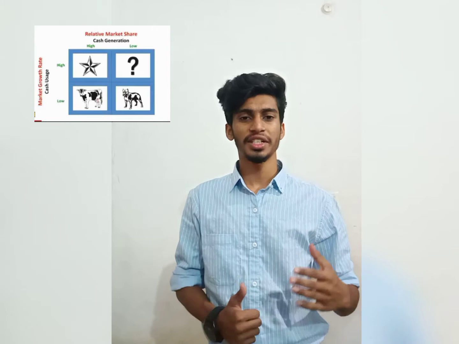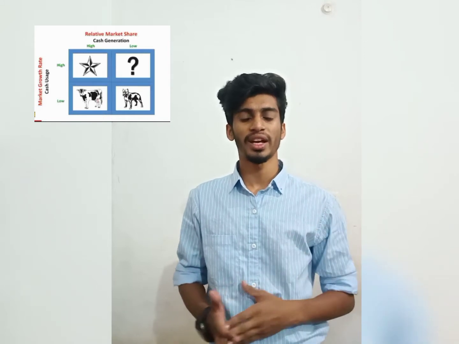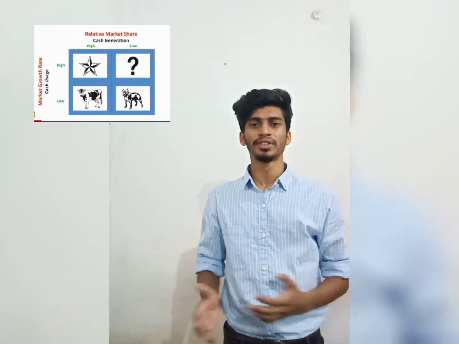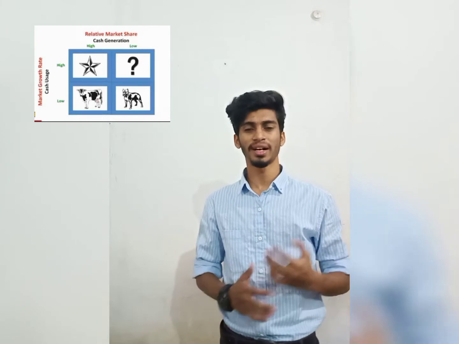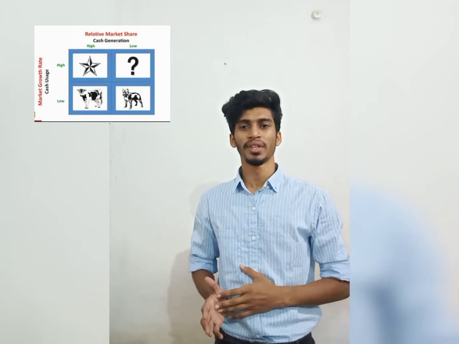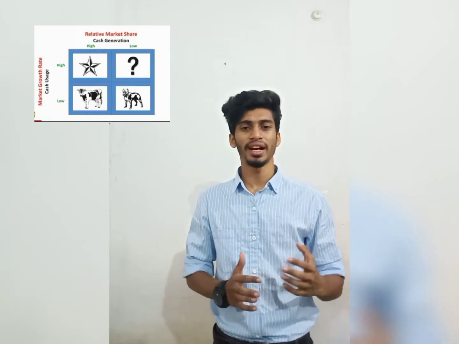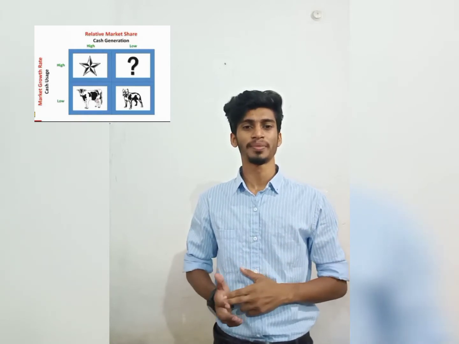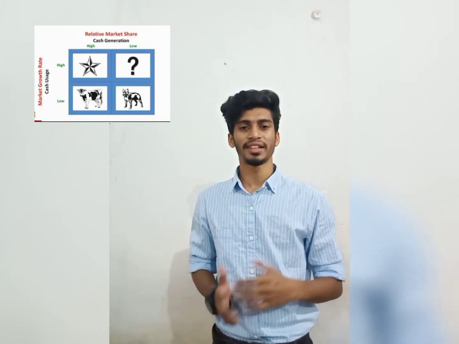On the BCG matrix we can see four different classifications: the star category, the cash cow, the question mark, and the dog category. Where the relative market share is very high and the market growth rate is very high, the products come under the star category. Where the relative market share is very high and the growth rate is very low, these products come under the cash cow.